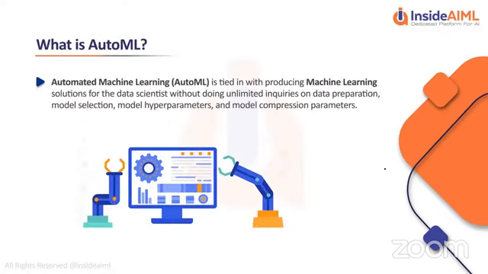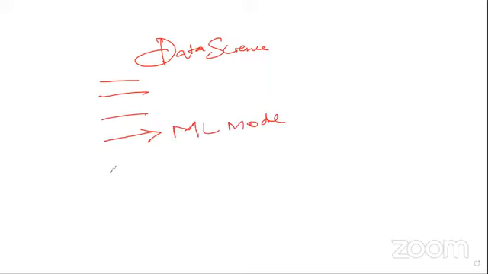Now, what is AutoML? AutoML is tied with producing machine learning solutions for the data scientist. That means, if this is the data science, I will give you one example. In the data science, we have a long list. In this list, we have one particular thing, that is ML model. And then the list goes on.